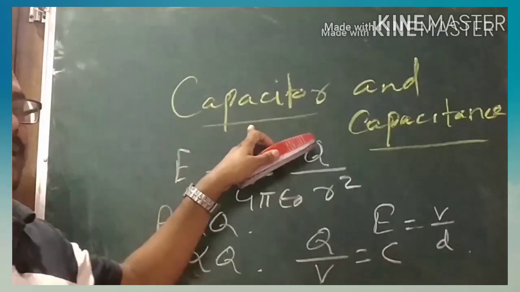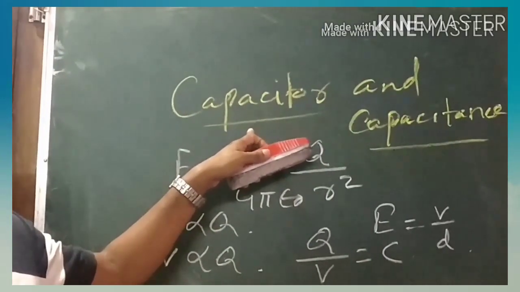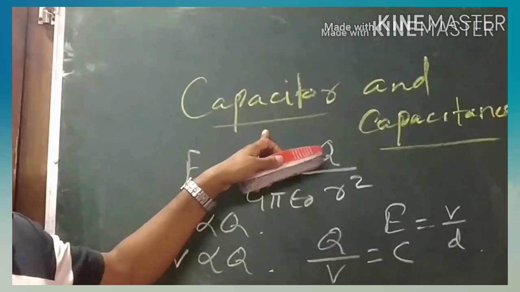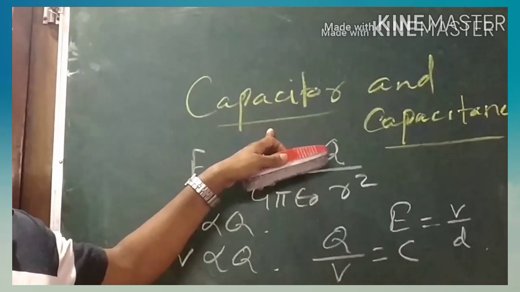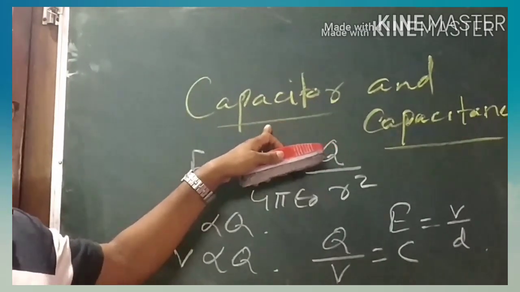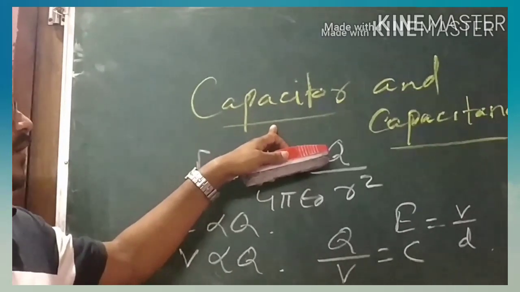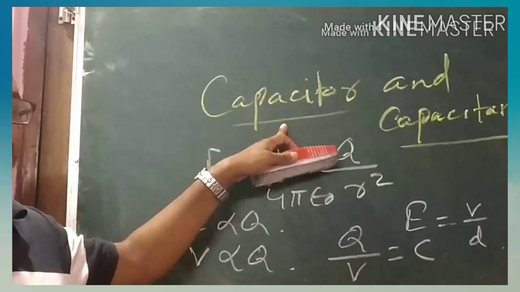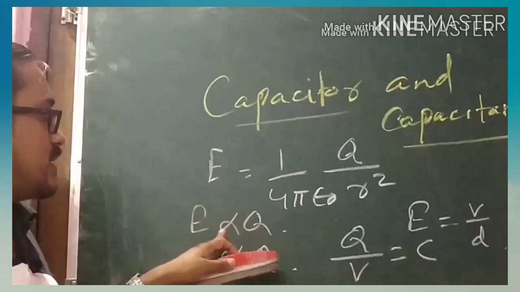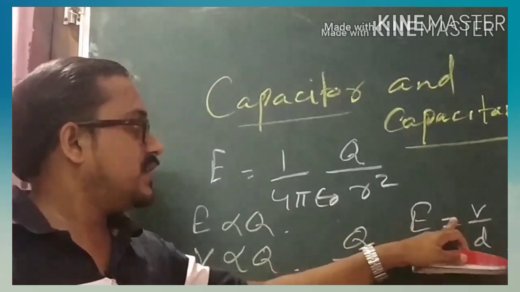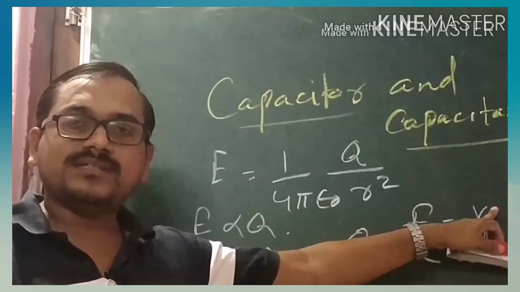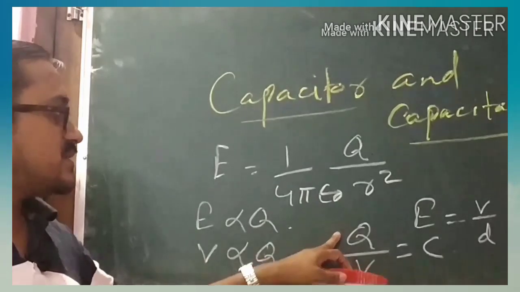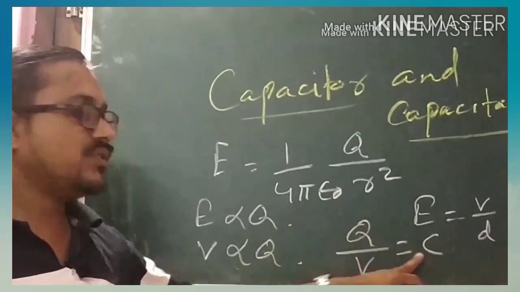Again repeating, a capacitor mainly consists of two conductors separated by a dielectric. Normally the conductors have charges Q and minus Q, and the potential difference between them is V equal to V1 minus V2. We connect the capacitor to the two terminals of a battery to charge it. From Coulomb's law, E is directly proportional to Q, and E is also directly proportional to V, where V means the potential difference. So V is directly proportional to Q, and Q by V is a constant, which is nothing but the capacitance.